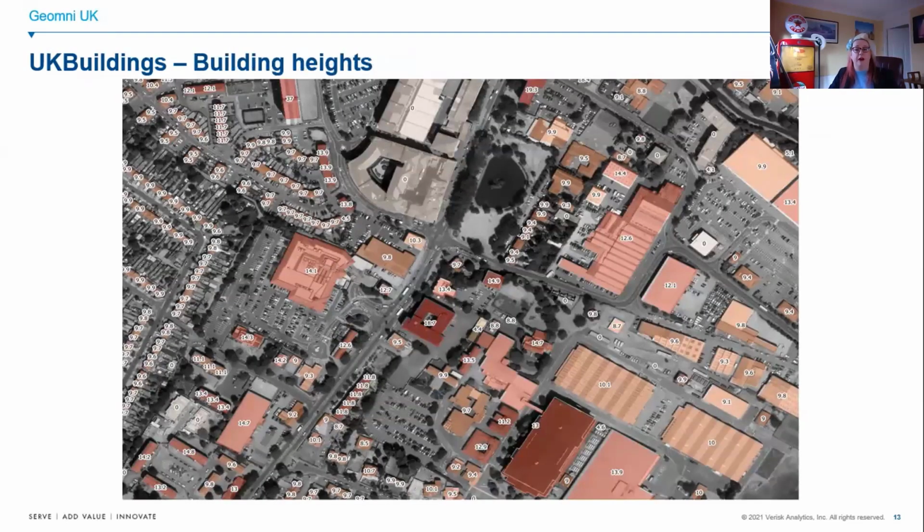Building heights are also an important factor when looking at risk assessments, especially emergency situations, or to calculate how much water pressure would be needed to reach the top of the building, for example.